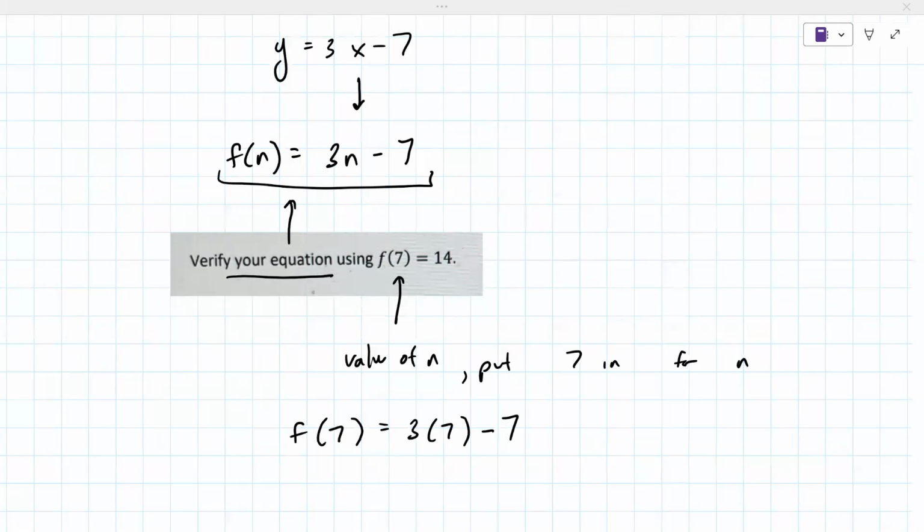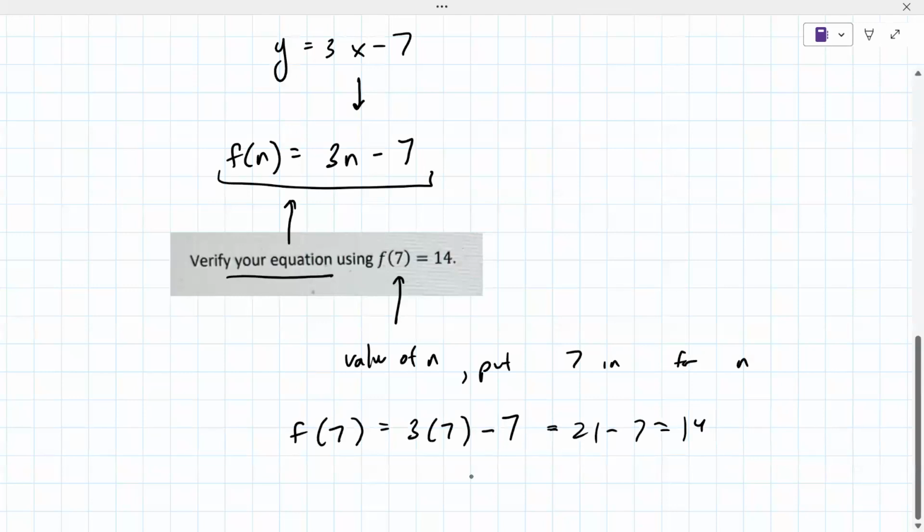On my bottom note, I have f of 7 equals 14, but then where would I go? You have to actually calculate this. Did you calculate 3 times 7 minus 7? Yeah. Okay. What does that become? 21 minus 7 equals 14.